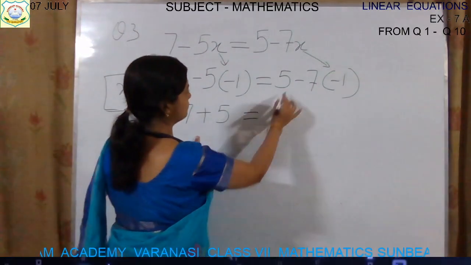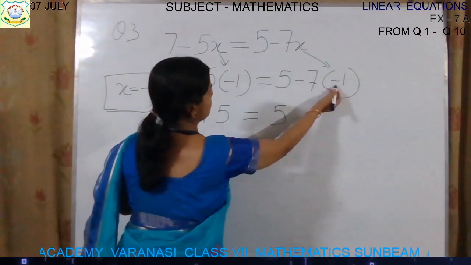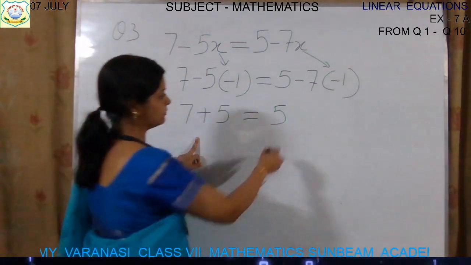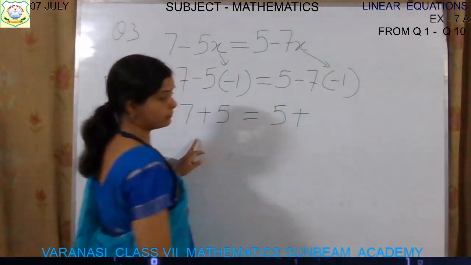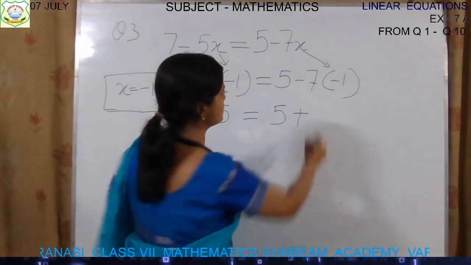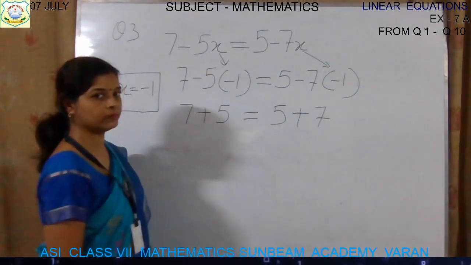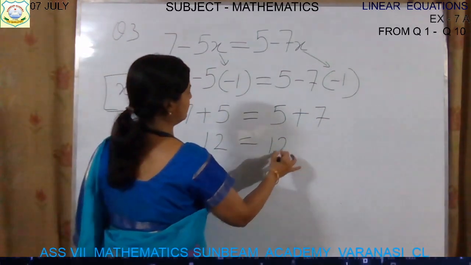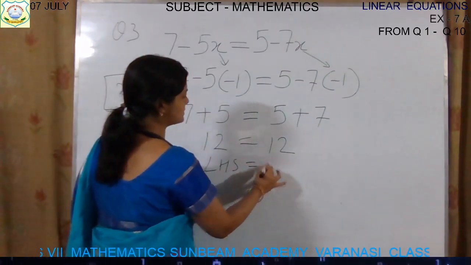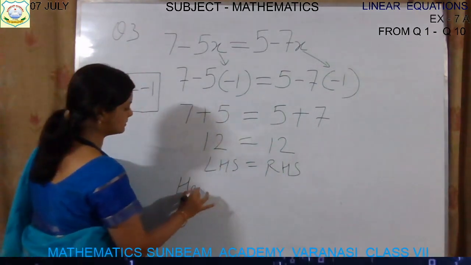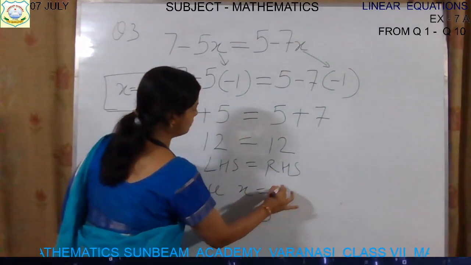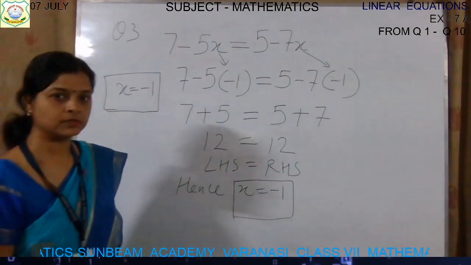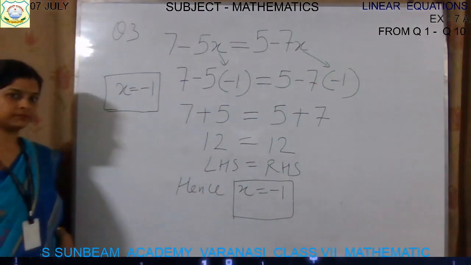Is equal to 5. Same sign, children, before and after the bracket. Same sign is there. That's why positive will come. Okay. Or you can remember in the product form also. Minus 7 into minus 1 is plus 7. Minus will become plus. 7 plus 5 is 12. 5 plus 7 is 12. LHS is equal to RHS. Hence x is equal to minus 1. Our answer is correct. Clear? So, in this way, we can solve this question. Clear?